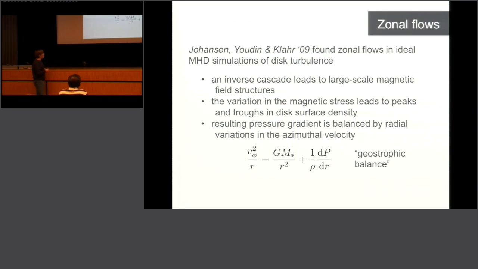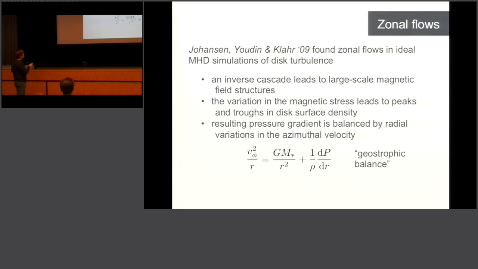So I'd like to start with zonal flows, which are, in some sense, the more recent suggestion for protoplanetary disks. There's been much older suggestions of vortices, dating back, I think, even to the 1940s. But zonal flows are actually a little bit simpler, in some sense, to understand how those might work in disks and vortices. So let's start with the zonal flows.